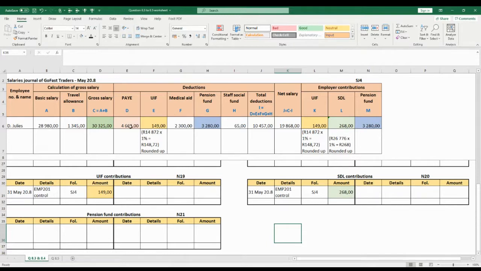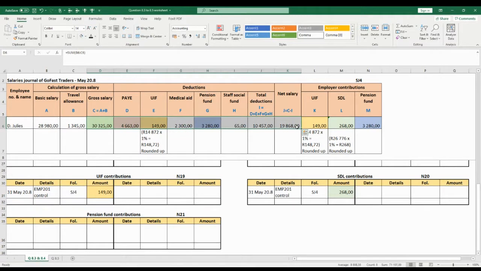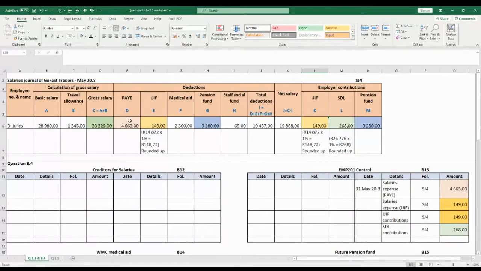For the normal deductions in our salaries, we only take it to the liabilities account because we're going to take the net amount also to our liabilities, and then all of these will net off the debits and the credits. Okay, so now we've done the pay as you earn and the UIF. Now we have to do the medical aid.